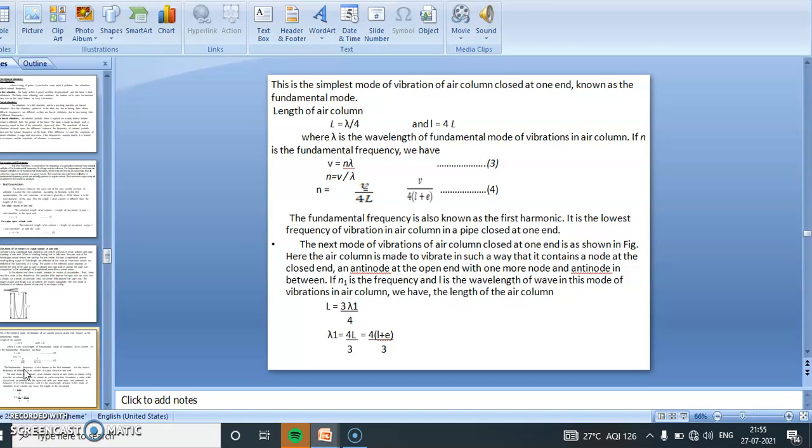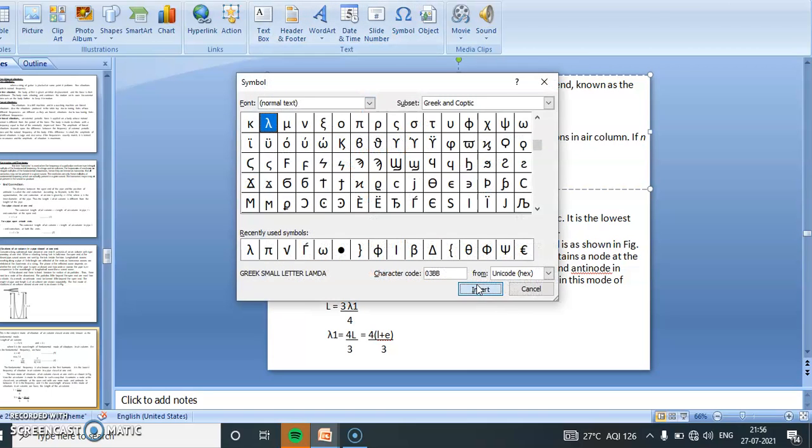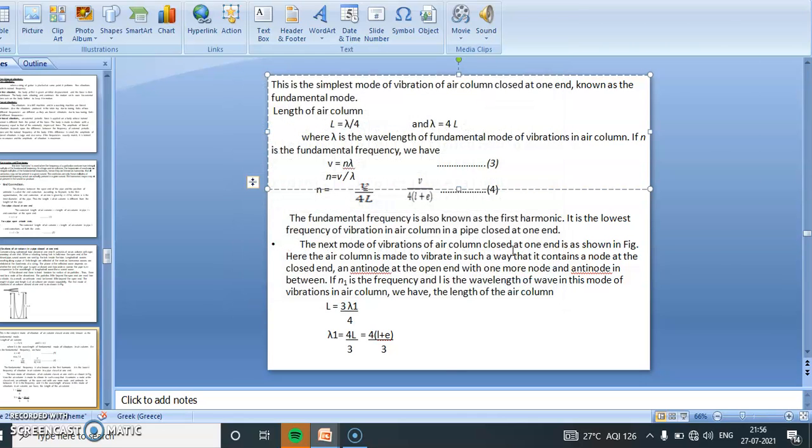lambda is equal to 4L. Okay, lambda is equal to 4L, where lambda is the wavelength of fundamental mode of vibration in air column.